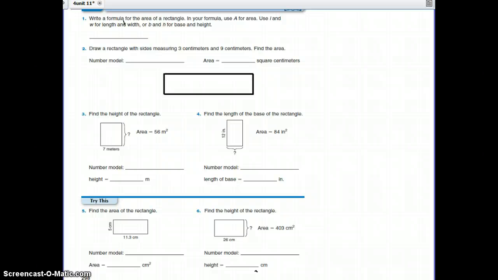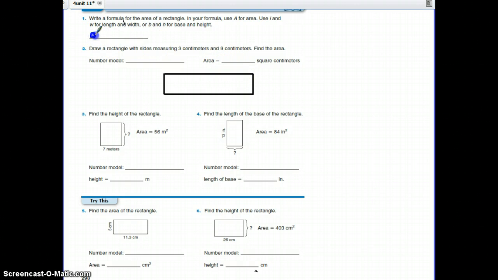This is in Math Journal, page 298. So write a formula for the area of a rectangle. In your formula, use A for area. Use L and W for length and width, or B and H for base and height. So this is what it's asking. Here you see, let me back up to this.